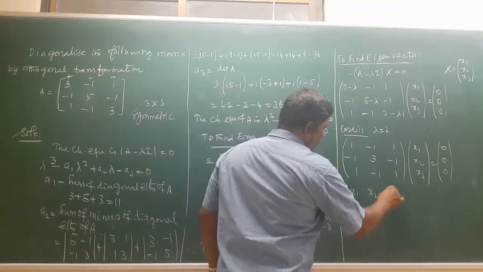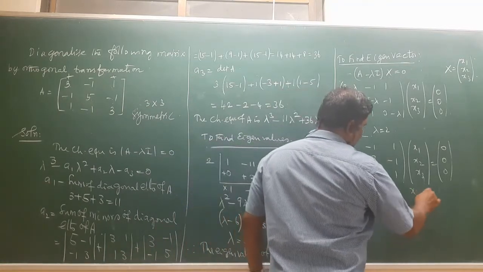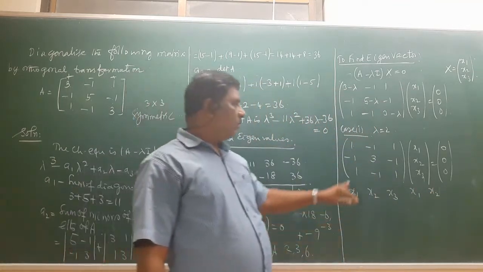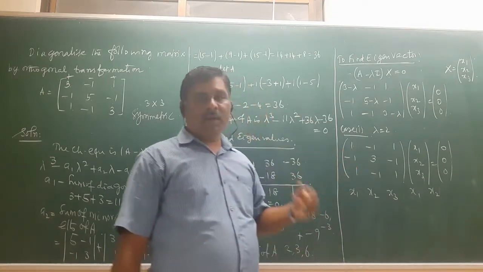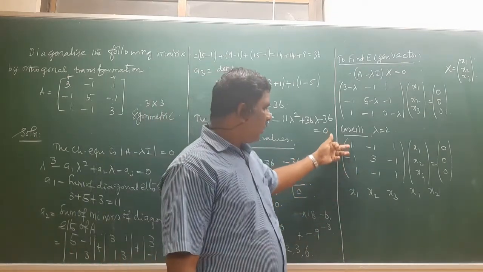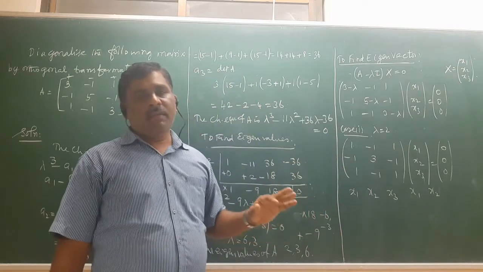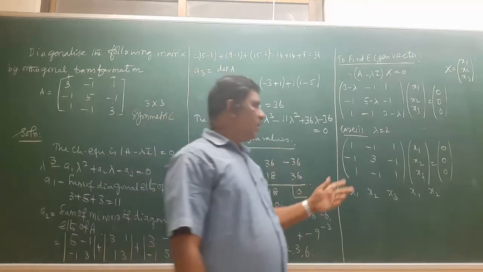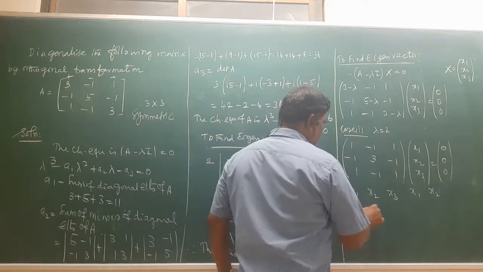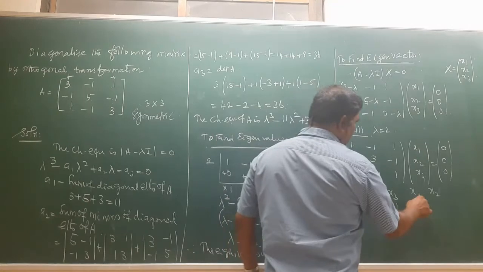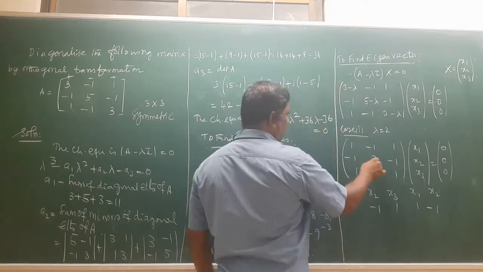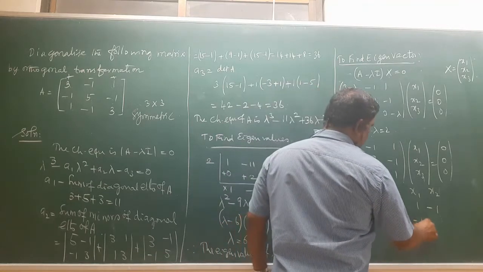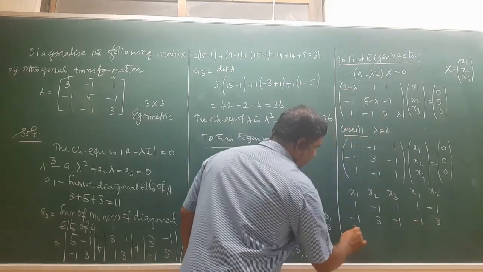Write x1, x2, x3. Once again write x1, x2. You have to write 5 columns. Then we have to write any 2 non-identical rows. What are the 2 non-identical rows? 1 and 3 are identical rows. No need to take them. If you take the 2 identical rows, you will get the trivial solution. So the non-identical rows are 1, minus 1, 1 and minus 1, 3, minus 1. Once again write the values.